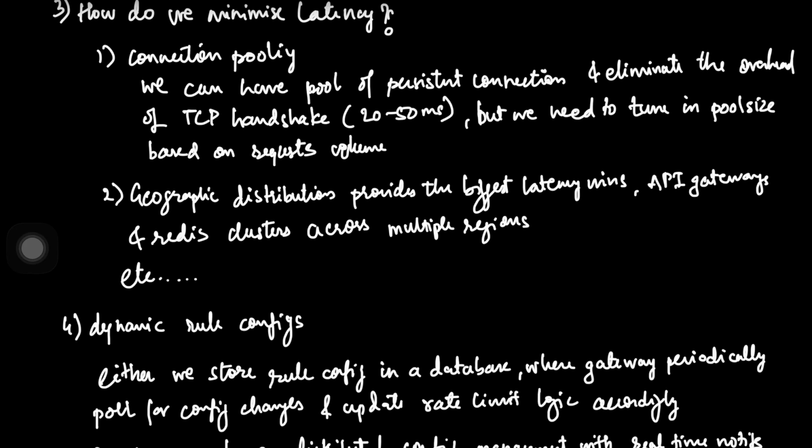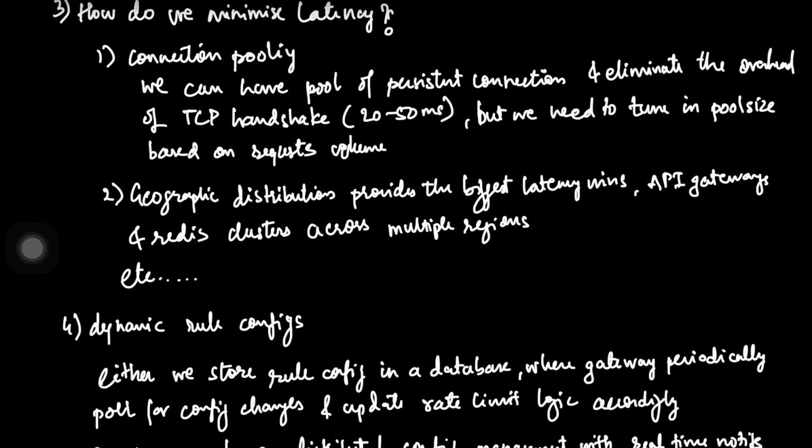The other thing we do, for a global user base, is deploy our API gateways and Redis cluster across multiple regions to ensure that the gatekeeper is physically close to the user. This is one of the biggest latency wins, because if the distance is less, then obviously the latency will also be very low, and here is where we will gain a lot of time.